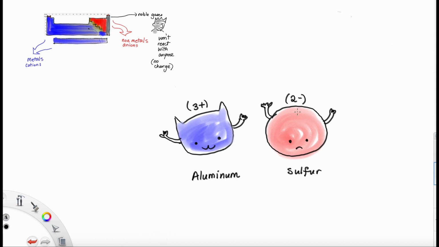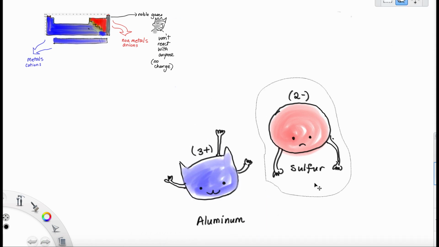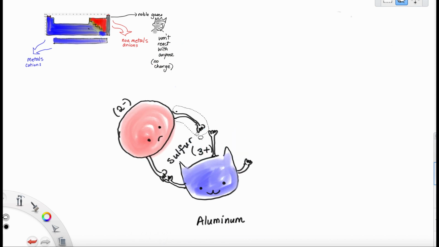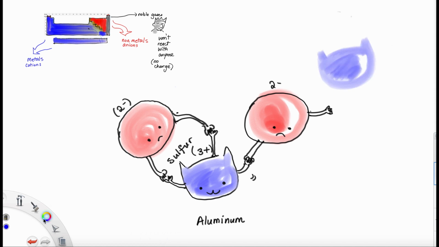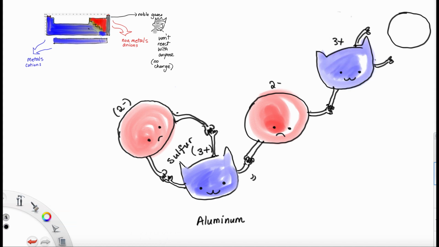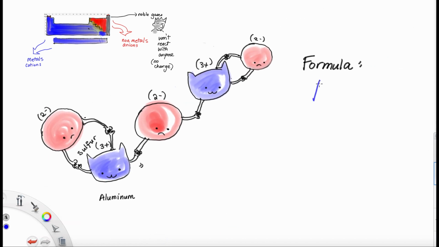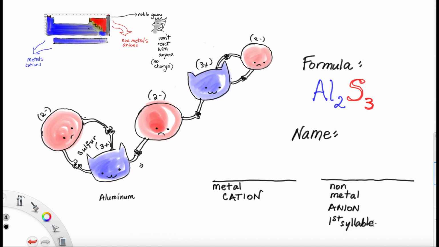Imagine you have aluminum with a 3+ charge and sulfur with a 2 negative charge. Now this gets a little complicated. How do these charges cancel out? Well, if you just work it out, then you will notice that if you have 3 sulfurs with a -2 charge each and 2 aluminums, then you would be able to bind them together. So the formula is Al2S3.